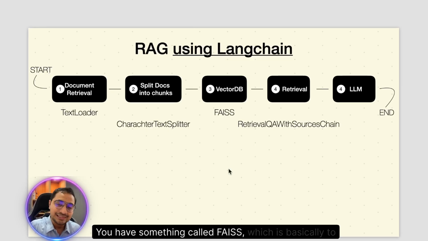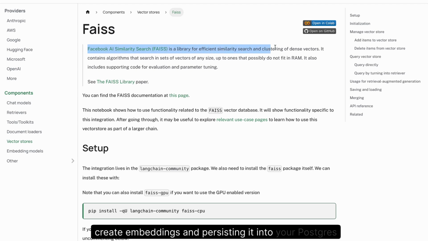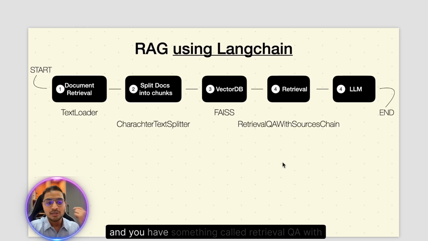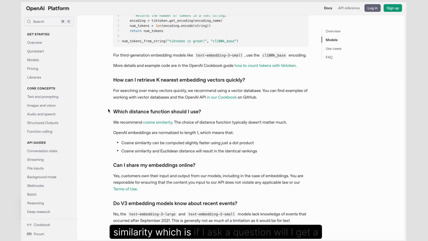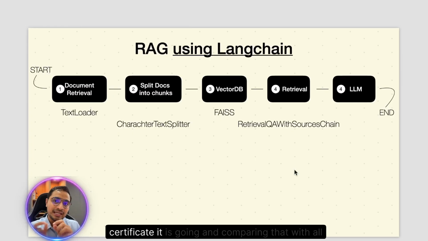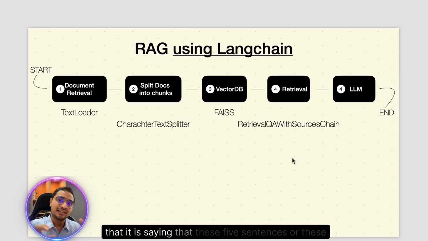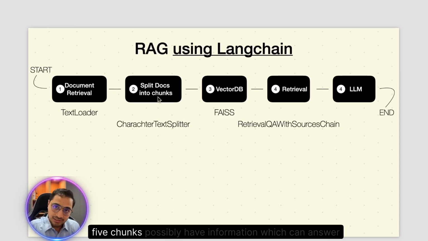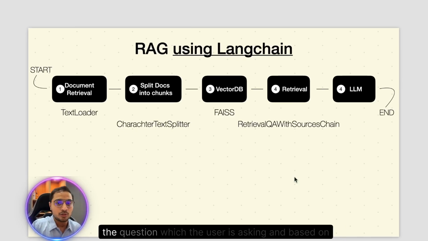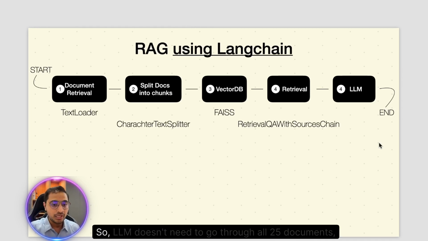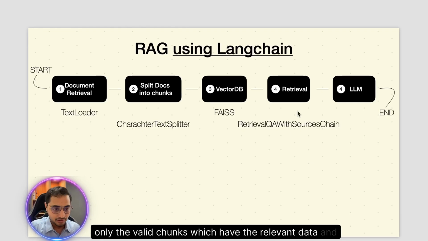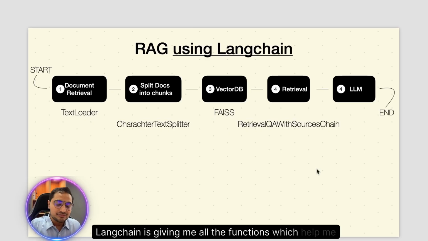You have something called FAISS, which is basically to create embeddings and persist them into your Postgres or whichever DB you want. And you have something called retrieval QA with sources chain. This function helps you do a cosine similarity. If I ask a question, will I get a certificate, it is going and comparing that with all the embeddings which are similar to it. And based on that, it is saying that these 5 sentences or these 5 chunks possibly have information which can answer the question which the user is asking. Based on that, the LLM will just create the final response and give it. So the LLM doesn't need to go through all 25 documents, only the valid chunks which have the relevant data. And LangChain is giving me all the functions which help me do this better.